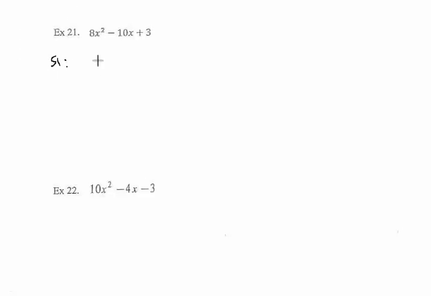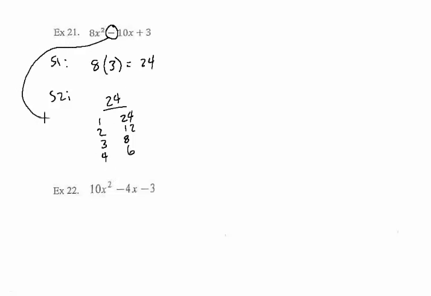So step 1, 8 times 3, 24. Step 2, we factor 24. Okay, the 24 was positive, so each number in the pairs is going to have the same sign, and that sign is going to be negative. Both numbers negative. So minus, minus, minus, minus, minus, minus. Alright. We take our pairs and we add.